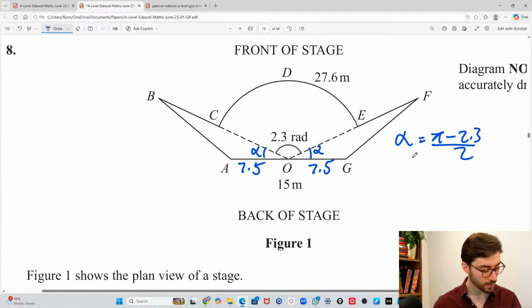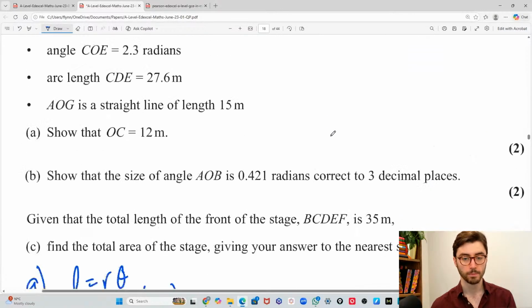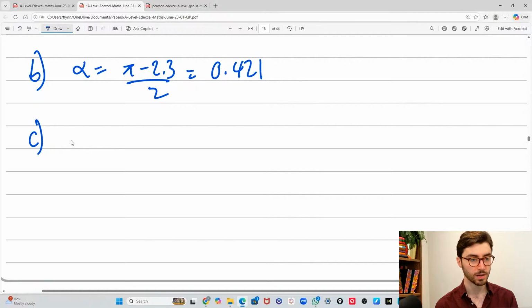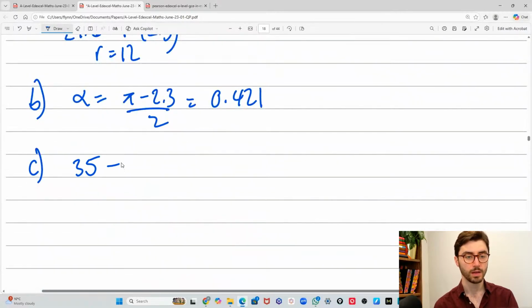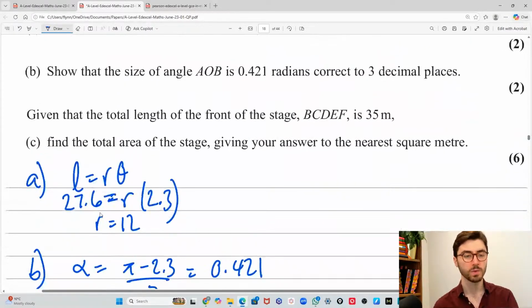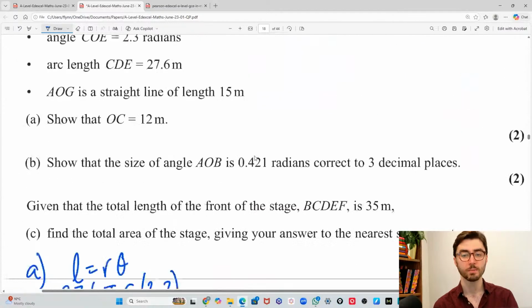Well, 35 minus 27.6 is 7.4. Divide that by 2, you get 3.7. So that's 3.7, that's 3.7. And we said those were 12, didn't we? I'll put that working in. So 35 minus 20. And now I'm satisfied I know what I'm doing, but I just want to put it down to show where these numbers came from.